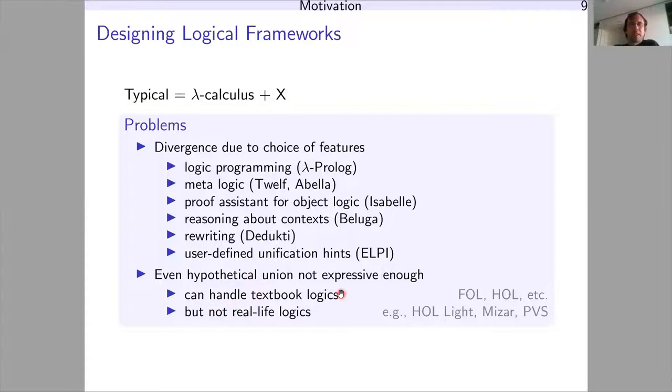We can represent what I call textbook logics, like first-order logic, higher-order logic, really nicely in logical frameworks. Those are basically the hello world examples. We could already do those in the 90s. But if you look at real life logics, like the soft type system of Mizar or the decision procedures of PVS, we really can't capture those nicely in any logical framework at the moment. And that's extremely frustrating.